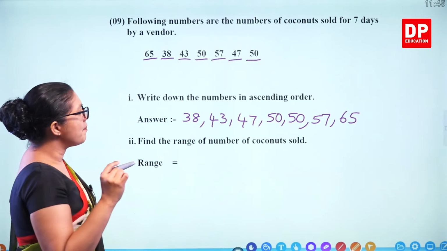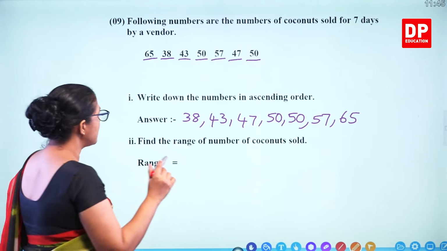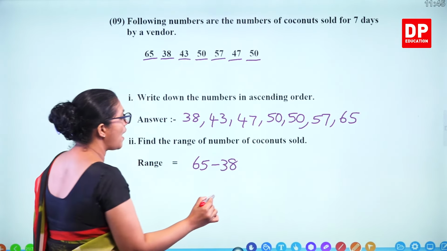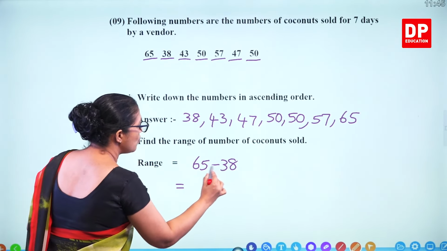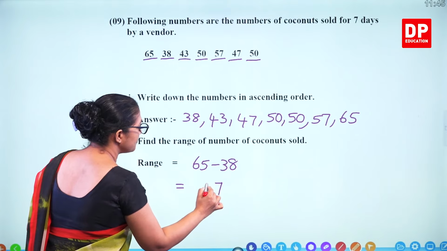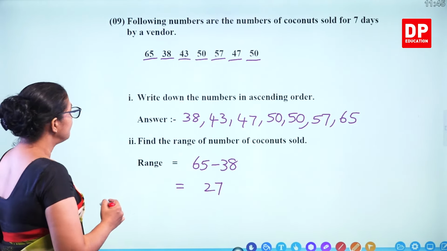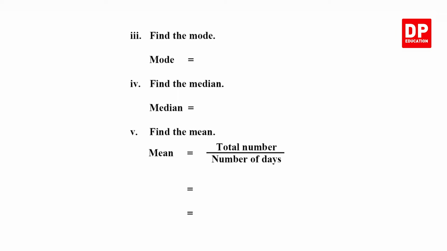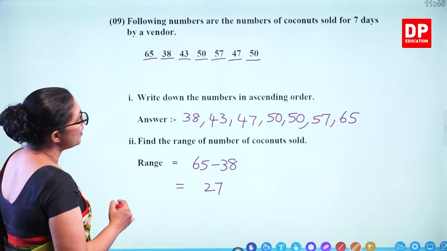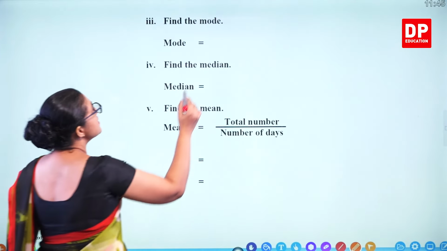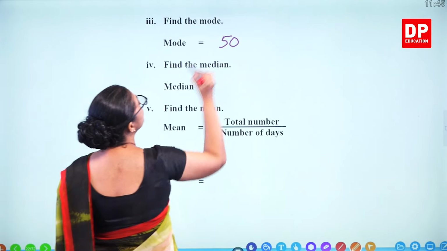Find the range of numbers of coconuts sold. Range is the highest value minus the lowest. 65 minus 38, you get 27. Find the mode. What's the most frequent number? 50 twice. So the mode is 50.